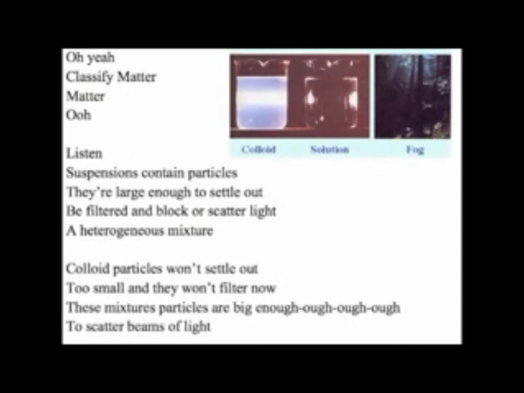Listen, suspensions have large particles. They're large enough to settle out, be filtered and blocked or scattered like a heterogeneous mixture. Colloid particles won't settle out, too small that they won't filter. These mixtures have particles big enough to scatter beams of light.